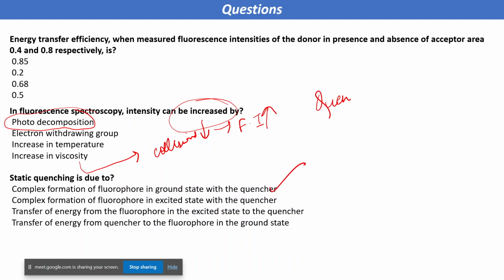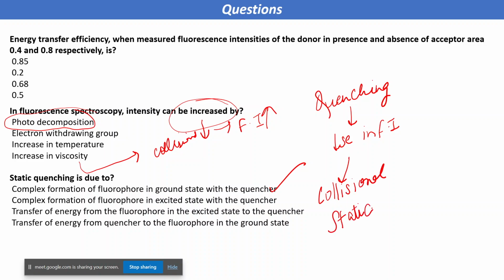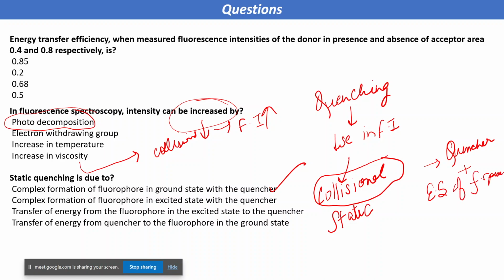Like we discussed in a previous session, quenching is a decrease in the fluorescence intensity. It can be collisional quenching, static quenching, self quenching, or chemical quenching. In collisional quenching, it occurs due to the interaction of the quencher molecule with the excited molecule of the fluorescent species, while in static quenching it occurs due to complex formation in the ground state. So this is the difference between collisional and static quenching.